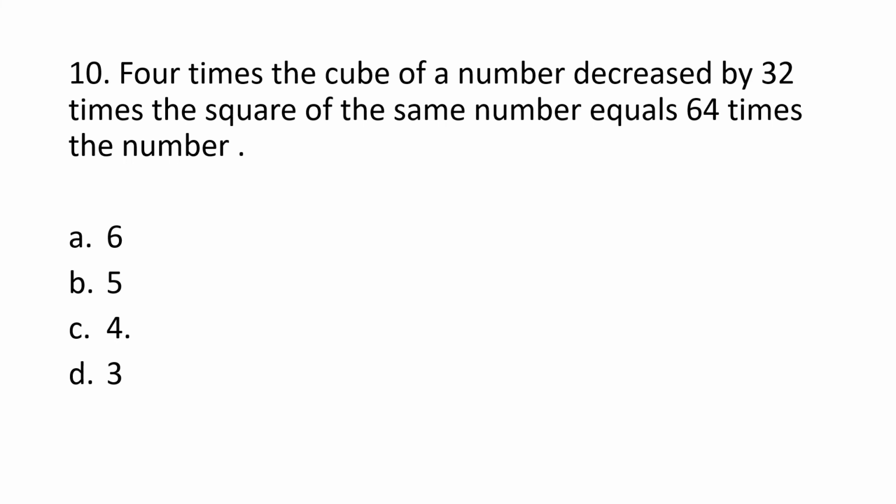And moving on to our last question in this session: 4 times the cube of a number. Let us consider the number to be x. 4 times the cube of the number decreased by 32 times the square of the same number, which will be equal to 64 times x.